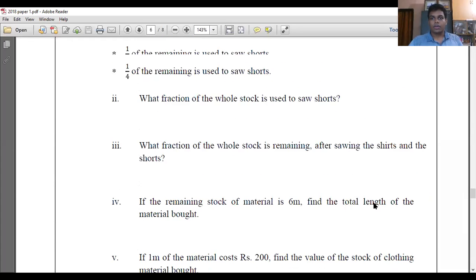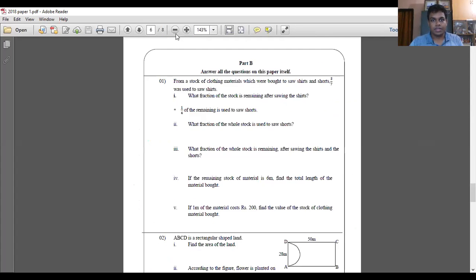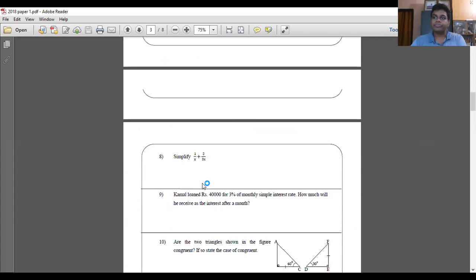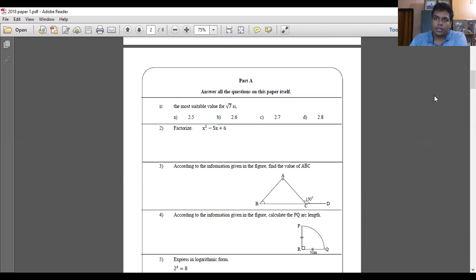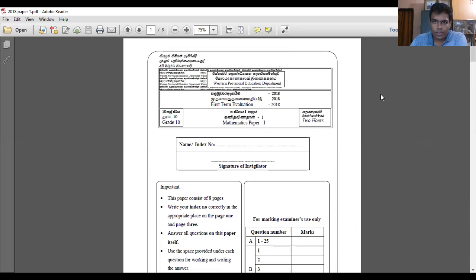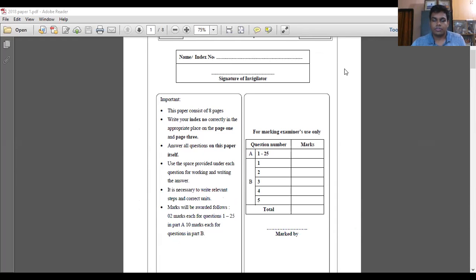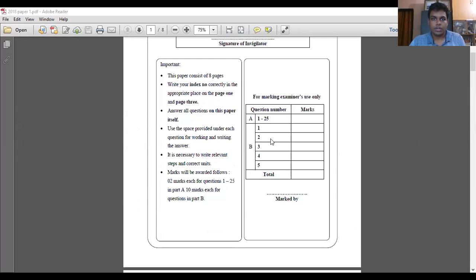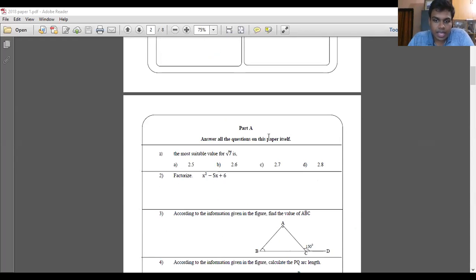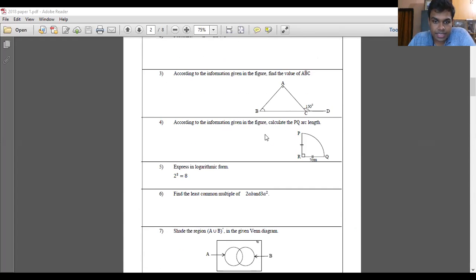Okay, let me share my screen. So, moving on to the 2018 paper. Yes, this is the 2018 paper. Awesome. So in the 2018 paper, let's see how many sums there are for fractions.